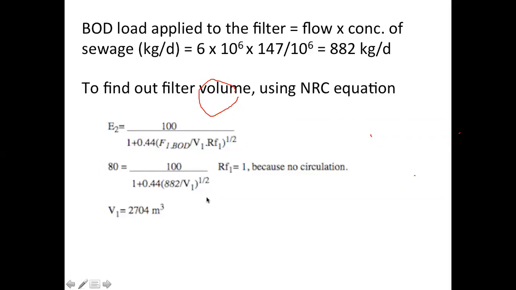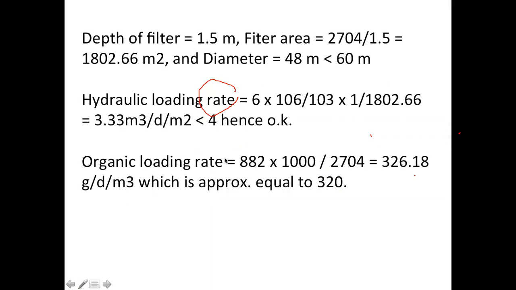This volume can be used to calculate the surface area of the trickling filter. The depth can be assumed as 1.5 meter. So the filter area will be 2704 divided by 1.5, and the surface area of the filter comes as 1802 square meter. Obviously this will be circular, so the diameter will be 48 meter.